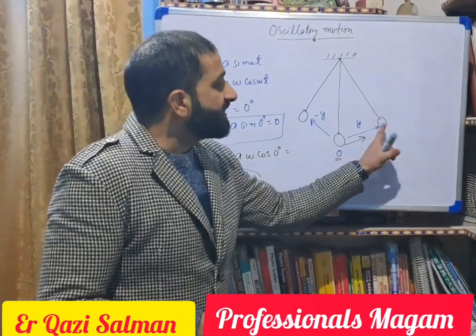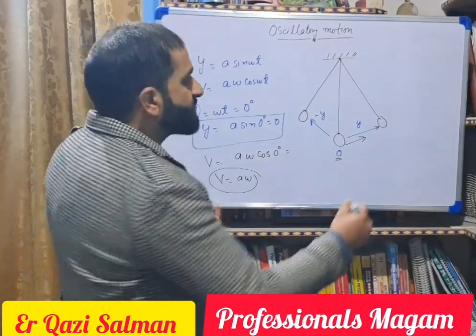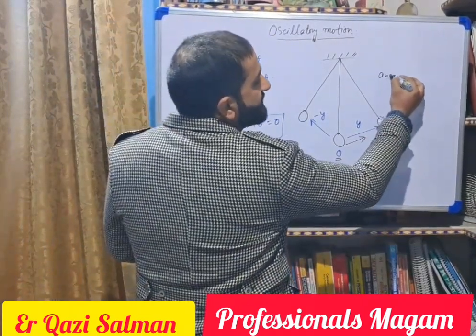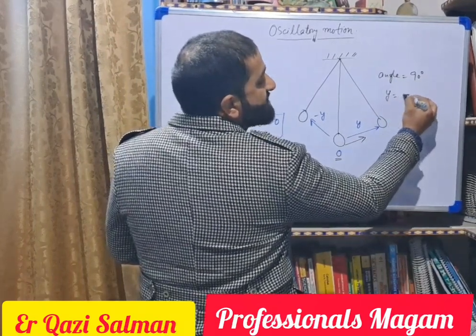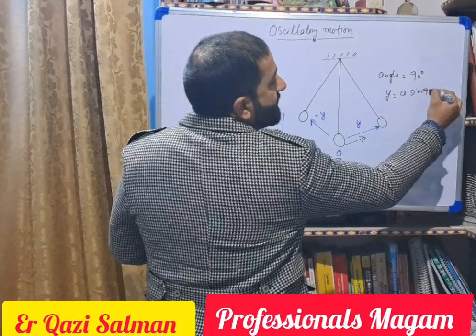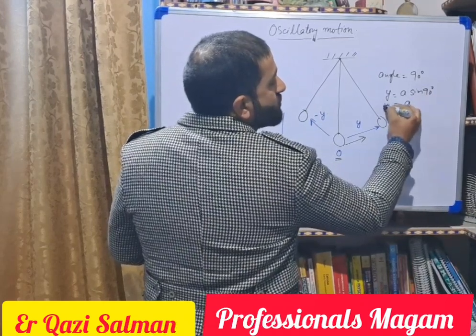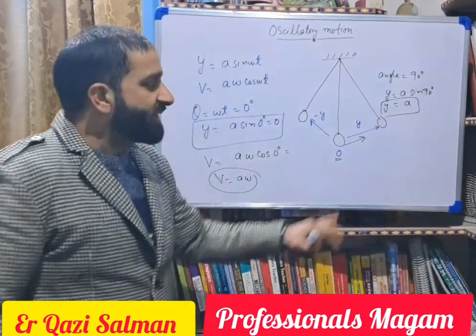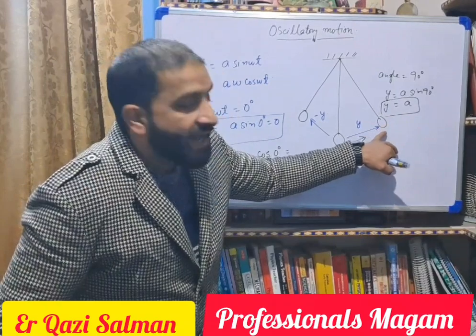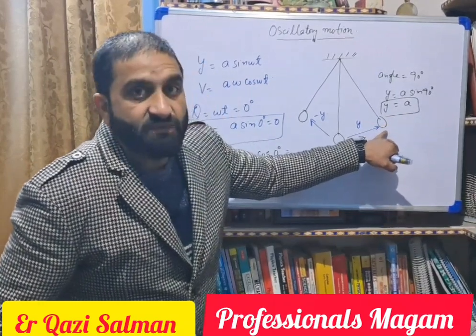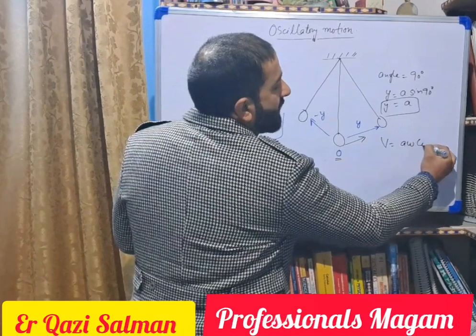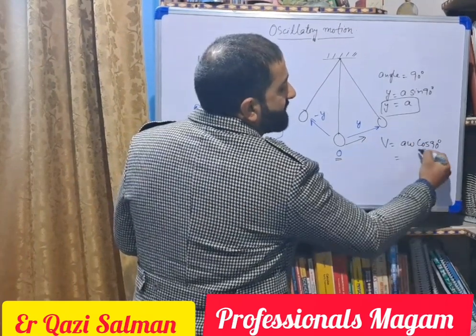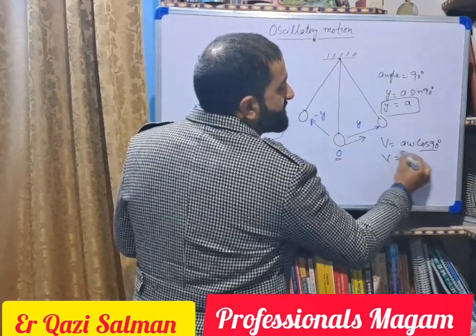Now when it is leaving in this direction, at the extreme position, the angle is equal to 90 degrees. So y is equal to a sine of 90, that is equal to a. So the maximum displacement is equal to the amplitude, and at the extreme position, the displacement is maximum. When we talk about the velocity, velocity is equal to a omega cos of 90. Cos 90 is equal to 0. So velocity is equal to 0.